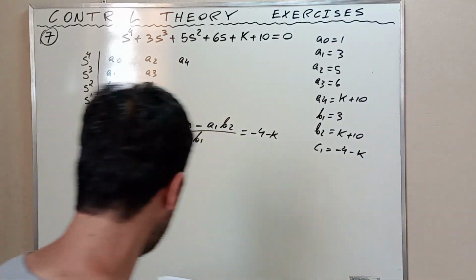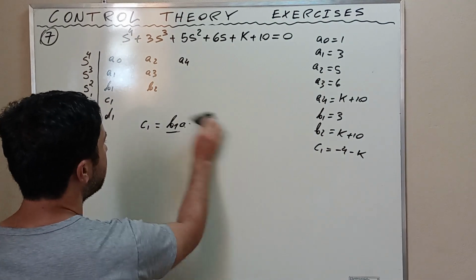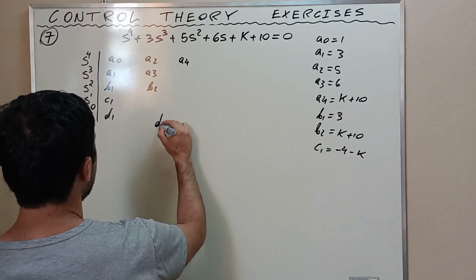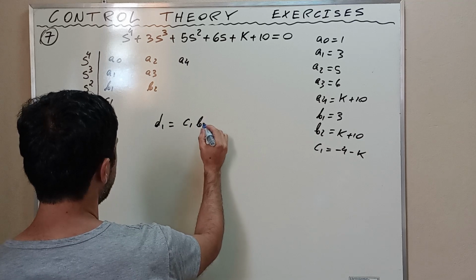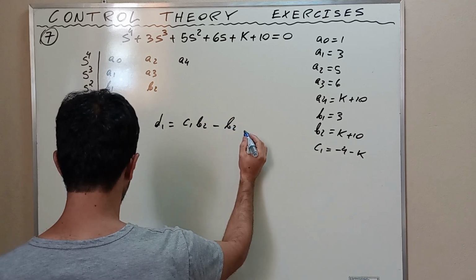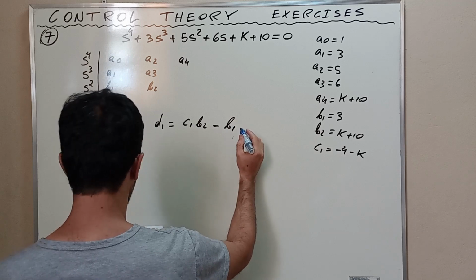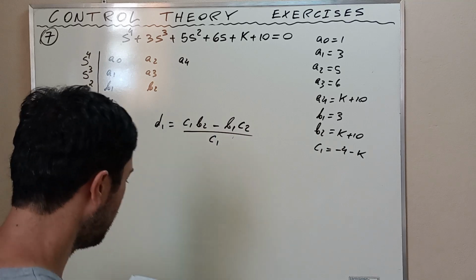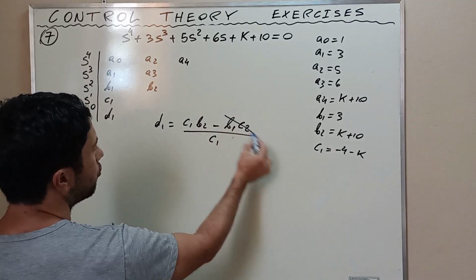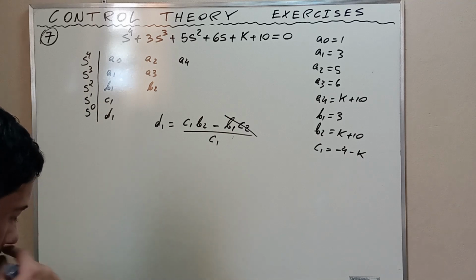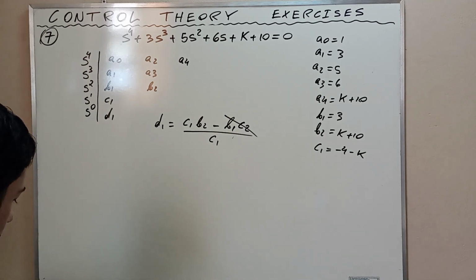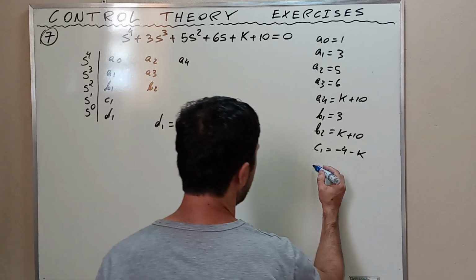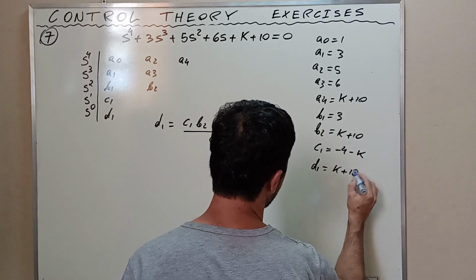Alright? And lastly, we're going to find the value of D1. D1 is equal to C1 B2 minus B1 times C2, divided by C1. Okay? C2 is 0, so this term here is 0. Then D1 is equal to B2. D1 is equal to K plus 10. Alright?